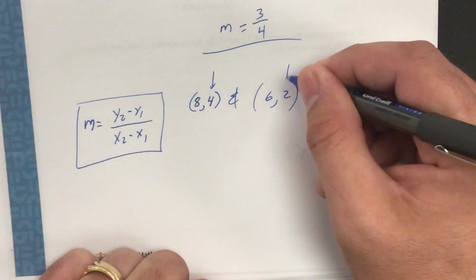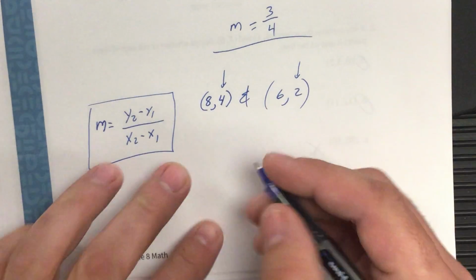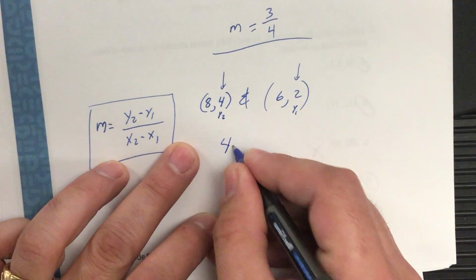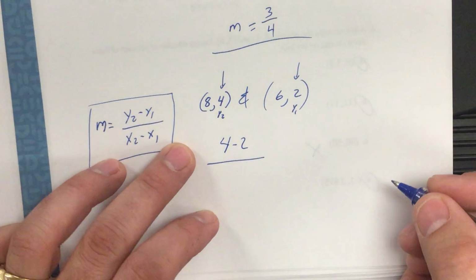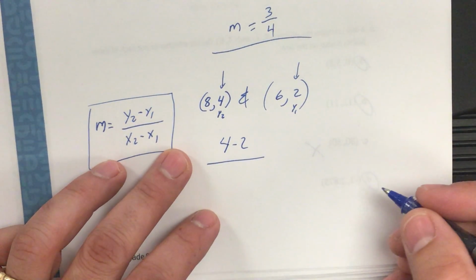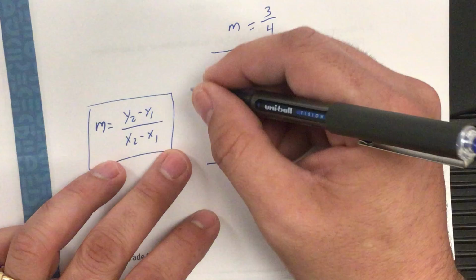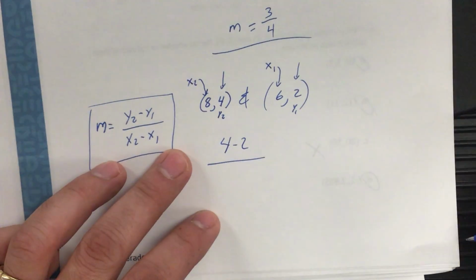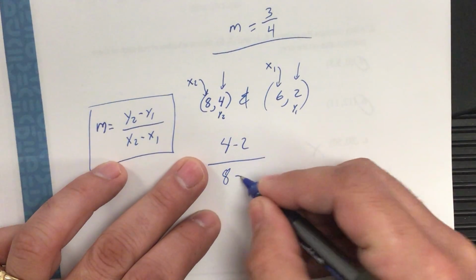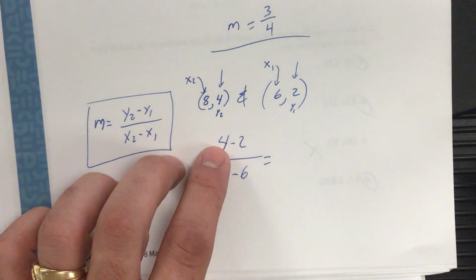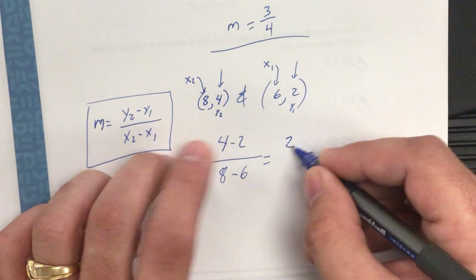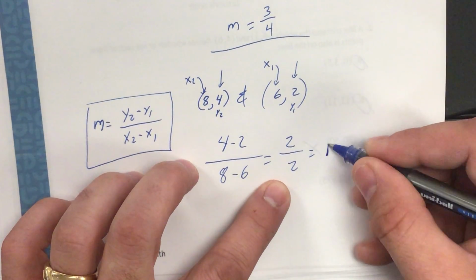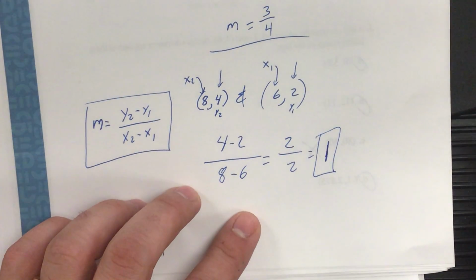Okay, so which one do you want to subtract first? Again, we're looking at the y's. 4 minus 2. So I'm going to consider this y2, this y1. So I'm going to do 4 minus 2 over, which one is x2 then? That means this would have to be x2, this would be x1. 8 minus 6. So 4 minus 2? 2. 8 minus 6? 2. That means my slope is 1. 1 would be my slope.